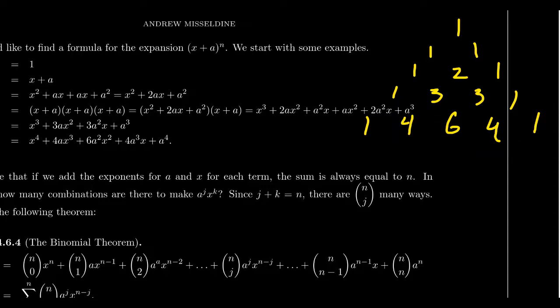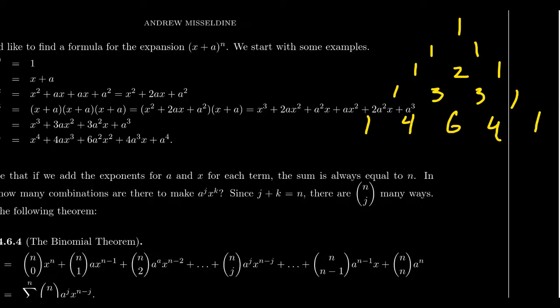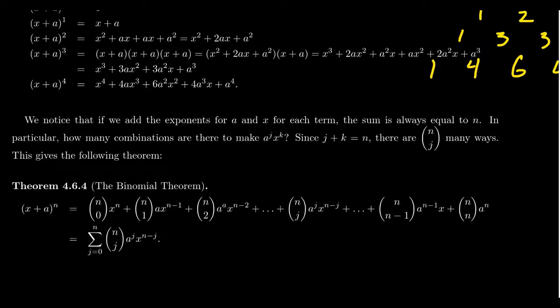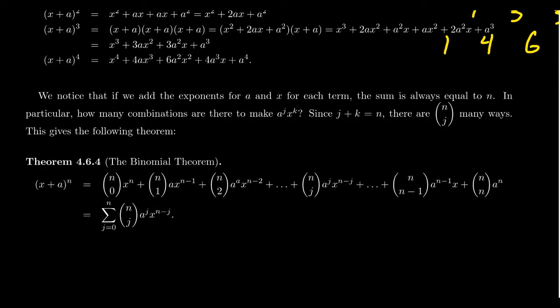They're called the binomial coefficients because of the binomial theorem. So when one multiplies out something like (x + a) to the nth power, what are we expecting? Well, we're going to get a bunch of products that look like a^j times x^k with the property that j + k = n. So we look at all the possible combinations.